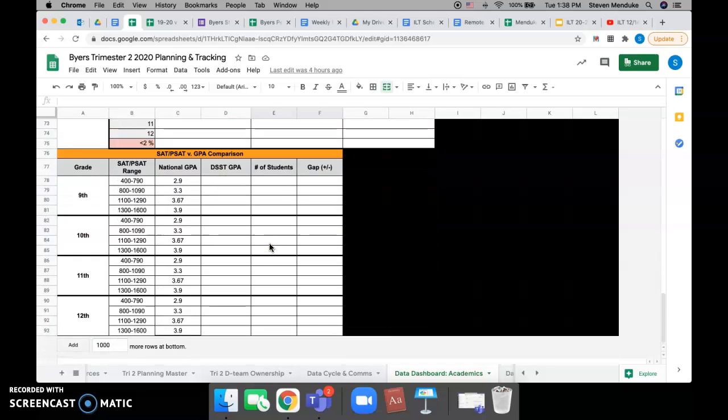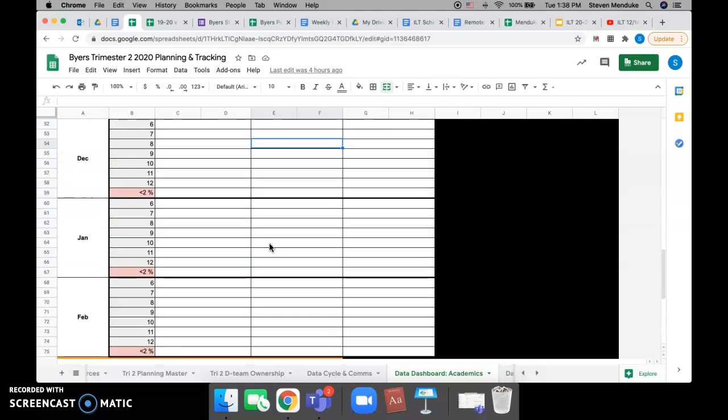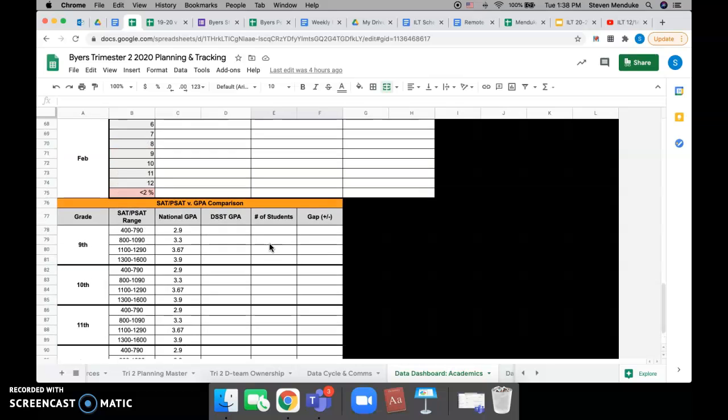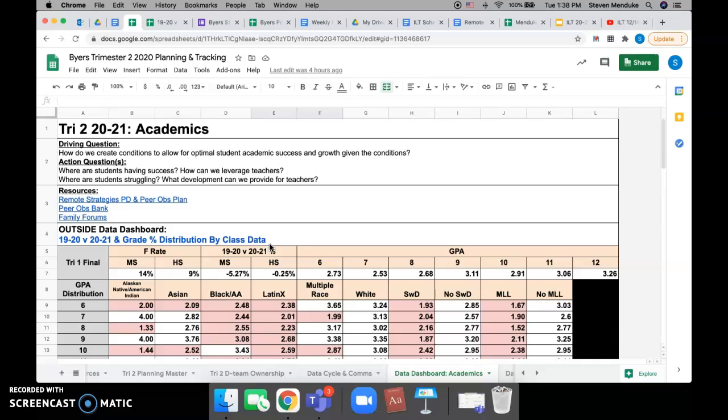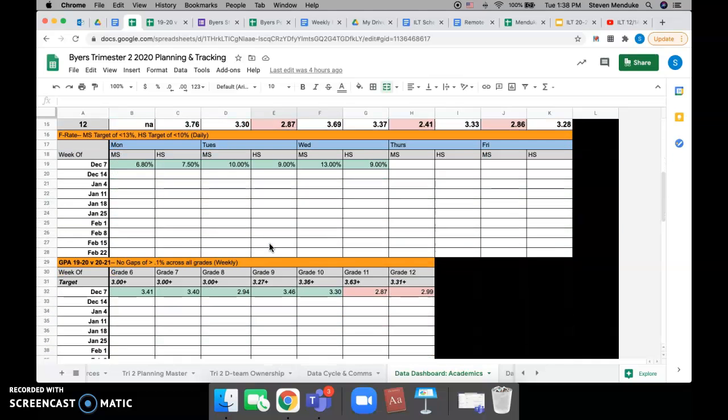That is just about it in terms of our 6-week push. There's some PSAT, SAT data down here that Allie's working on. But from this dashboard, that is what you will see on a relatively consistent basis.